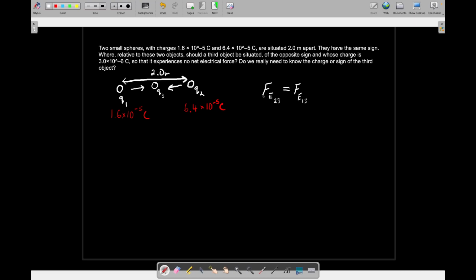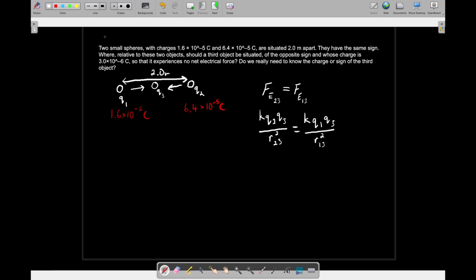Now the electrical force formula, we have to know that. So for the left side, that's going to be K times Q2 Q3 over R23 squared, the distance between object 2 and object 3 squared, is equal to K times Q1 Q3 over R13 squared.